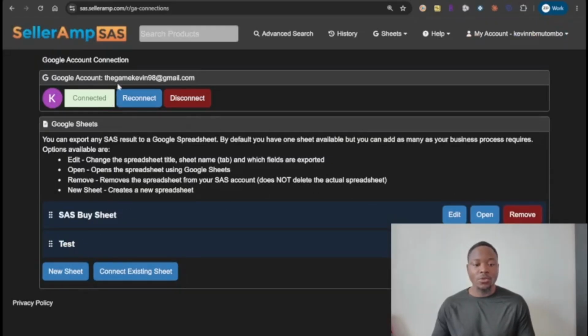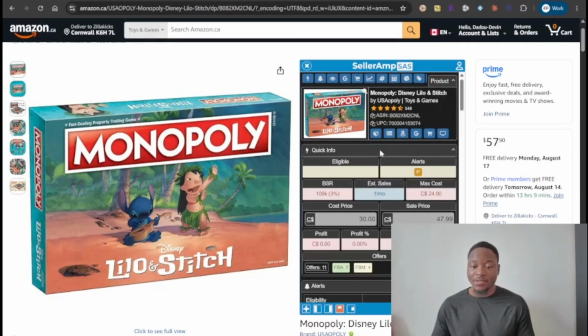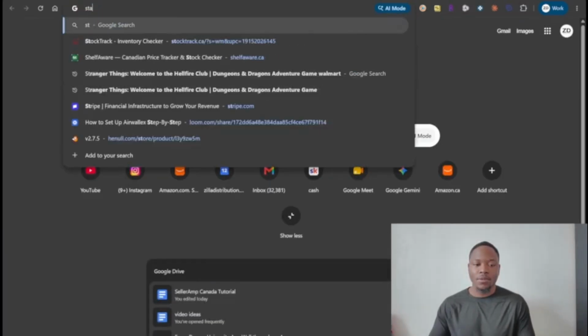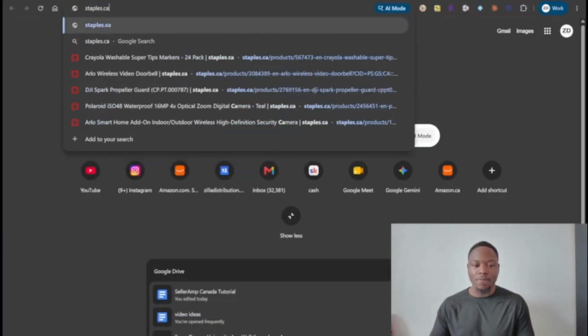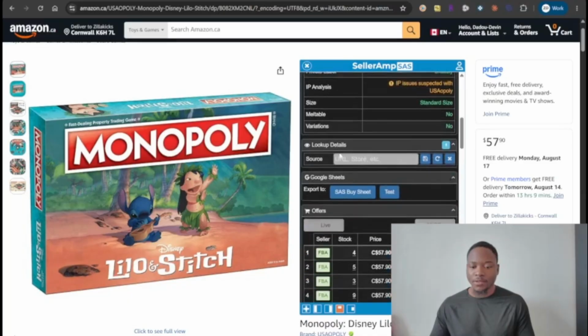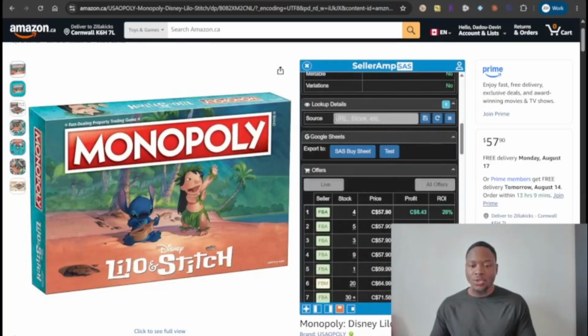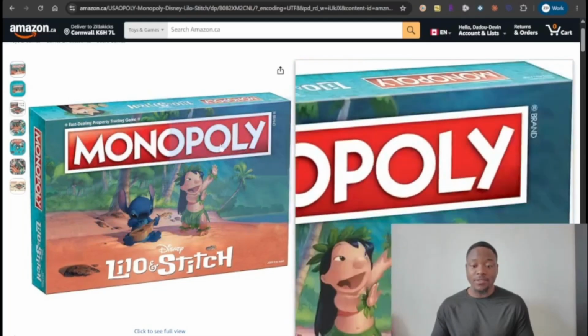So first of all, you will need to connect your Gmail, and then from there, you can just create a new sheet. So then that way, let's just say that I found this deal that ended up being profitable, and then I found it on Canadian Tire, for example, or staples.com, right? Let's just put staple.ca, right? I'm going to copy this. And then in the lookup details section, what I like with SellerAmp is that you can actually put in the lookup details here. You can just copy paste the title of the website and where you found this exact deal, right?